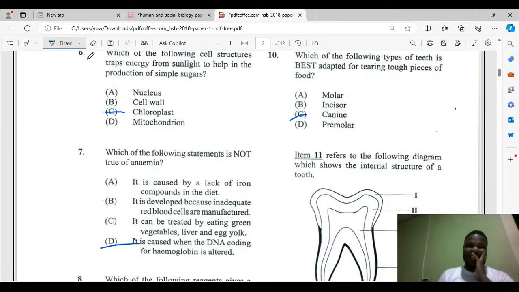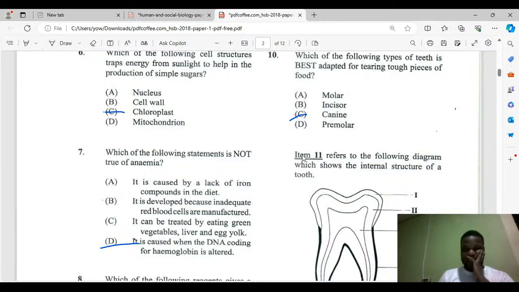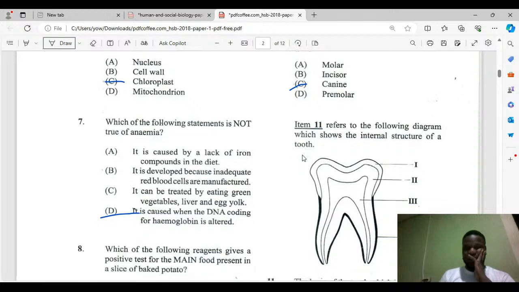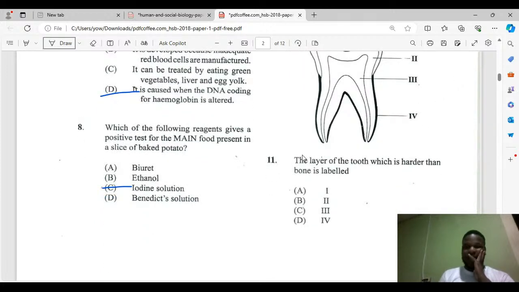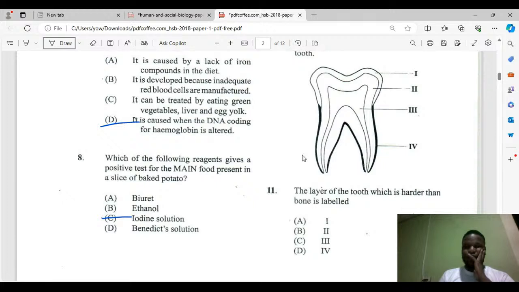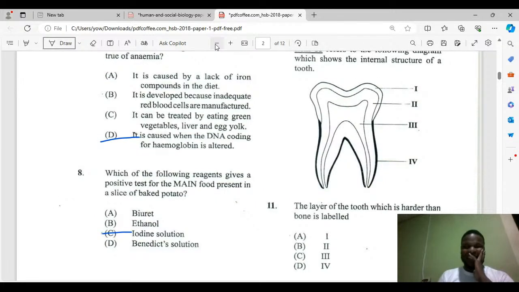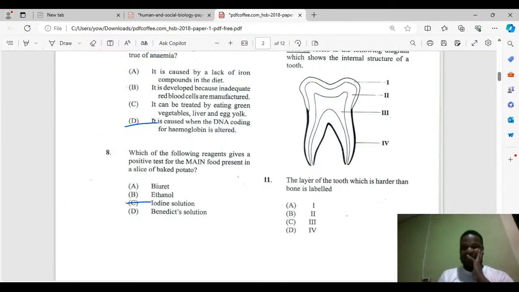This one states, refer to the following diagram, which shows the internal structure. The layer of the tooth that is harder than the bone is labeled. Oh, that's the same stuff, guys. What is question 11? Oh yeah, that's a giveaway. What's the name of A? Enamel. What is II?